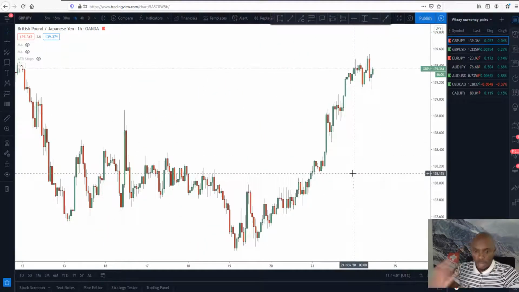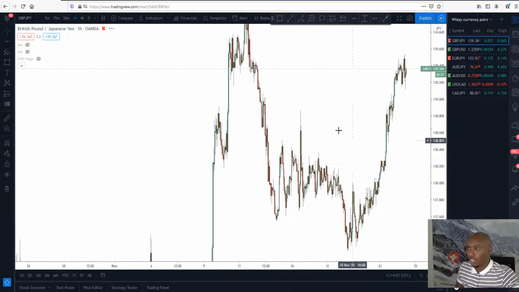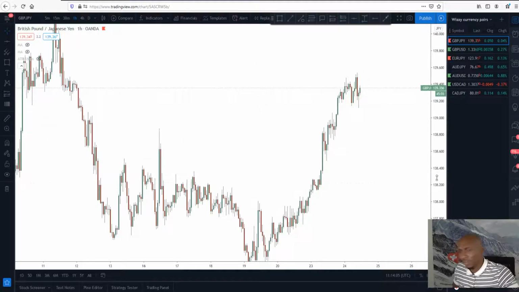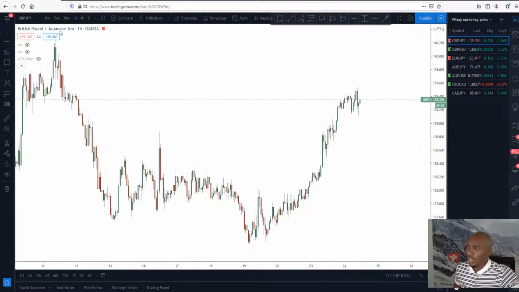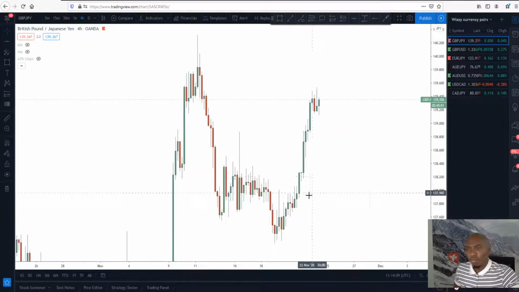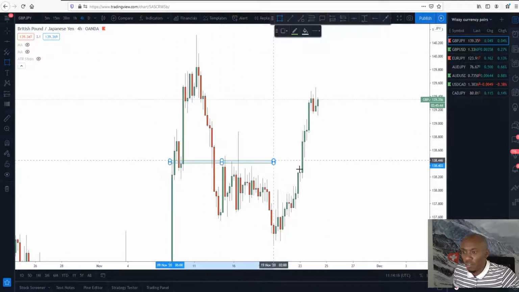So I'll give you the technical analysis again for this British pound JPY. It's very simple. We can see based on the 4 hours time frame, it's making a strong move to the upside, right? Fine, beautiful. This was the previous resistance.